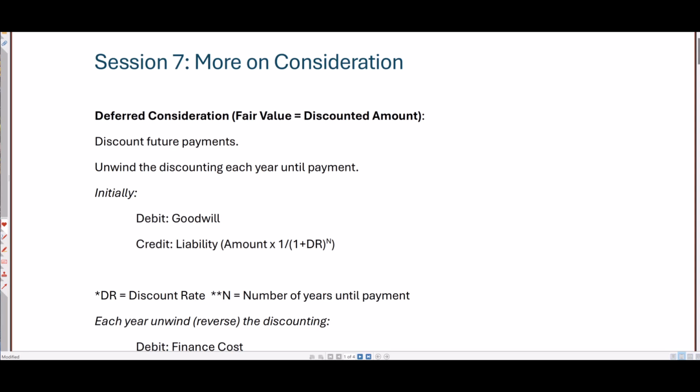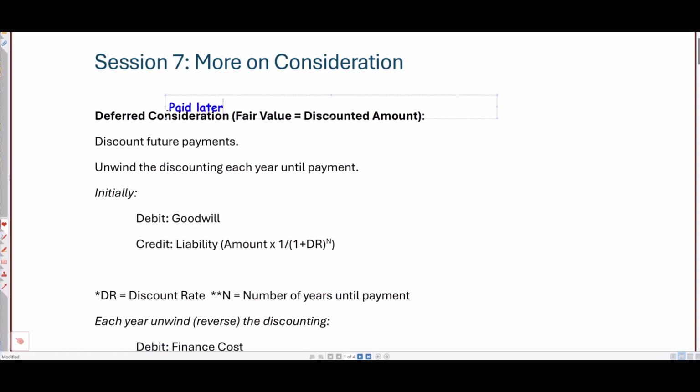We've already looked at consideration where it's cash or shares. We're now going to look at a couple of more complicated methods of paying for the subsidiary. The first of them is deferred consideration. This is where you're told in the question that there is consideration that is going to be paid later.